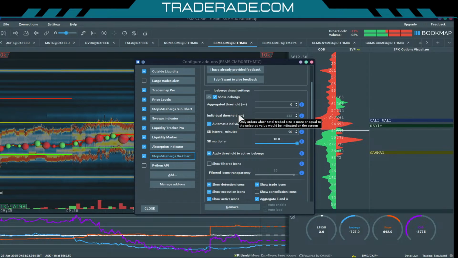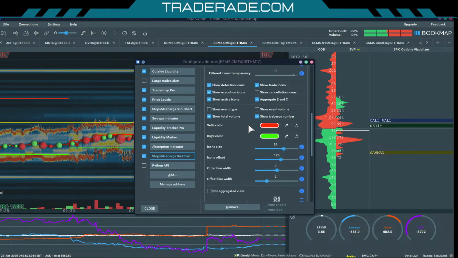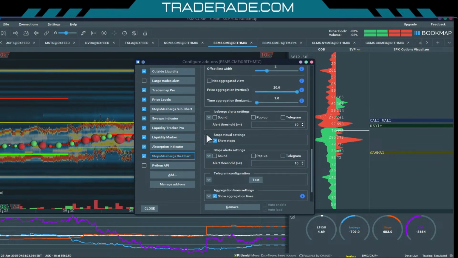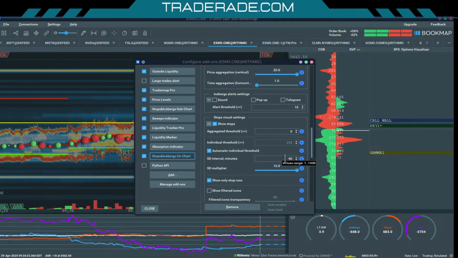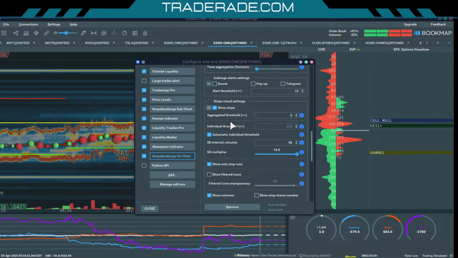Now, I've told you guys that I like to really focus on the bigger, more unusual flows. So I have it set up with a sample period of 90 minutes and a standard deviation of 10. So that's really only going to show the more pronounced icebergs. And the same thing for the stops. So we look at stops, 90 minutes, 10 standard deviation multiplier, and I'm also only showing stop runs. So if you have that data package and you're all set up with the MBO data, you can add stops and icebergs.